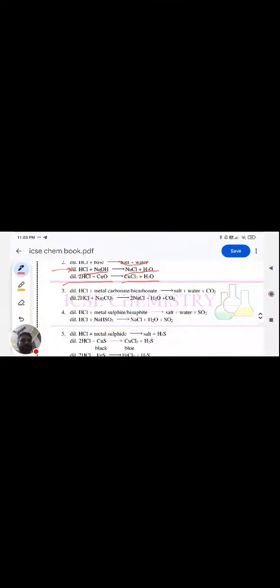Then another common reaction of dilute acids is with metal carbonates. When dilute acids react with metal carbonates or bicarbonates, they produce salt, water and carbon dioxide. Now, an example is given here. When HCl reacts with sodium carbonate, it gives sodium chloride salt, water and carbon dioxide gas.